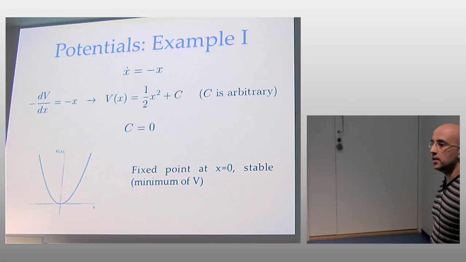The fixed points then correspond to the maxima and the minima of this function. This function has only one minimum, and there is no maximum. So it has one fixed point, and it is stable, because it's a minimum of v.